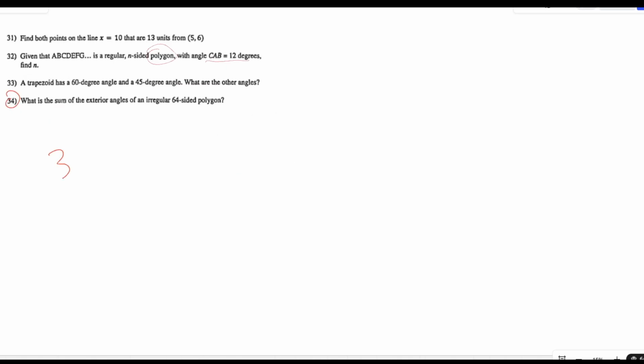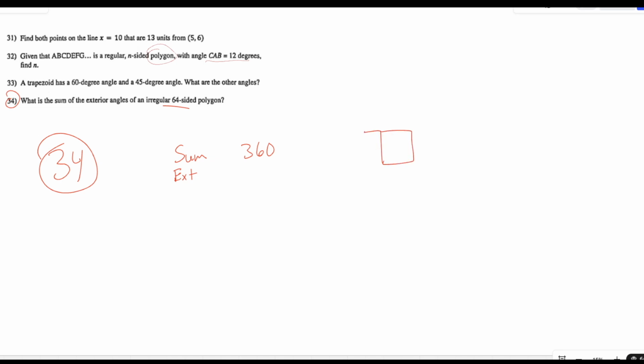34. Easy one. Easiest question on the whole test. The sum of the exterior angles for any polygon is always 360. And if you look on our notes packet, you'll see somewhere in there the formulas for the sum of the exterior angles, the equation for an individual exterior angle, etc. But yeah, the sum of the exterior angles is 360, no matter the number of sides.